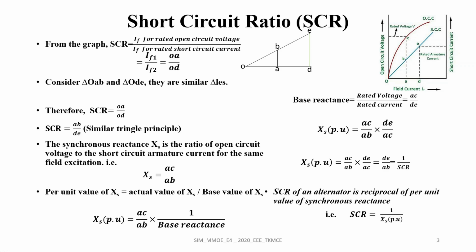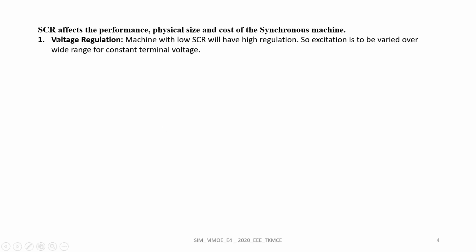So the SCR value has more importance in a synchronous machine. Now let's see the importance of SCR in detail. SCR affects the performance, physical size and cost of the synchronous machine. First important point is voltage regulation. We know SCR is equal to 1 by XS per unit. What is XS? Total reactance of the machine. XS is equal to XL plus XA. Usually around 80 to 85% of the reactance is armature reaction reactance, that is due to the armature reaction effect.